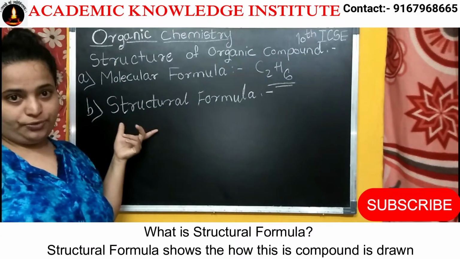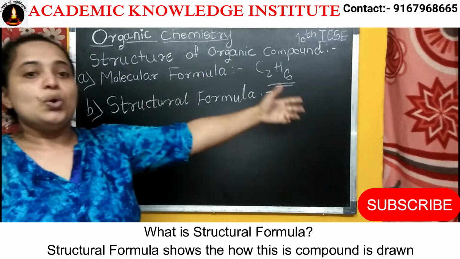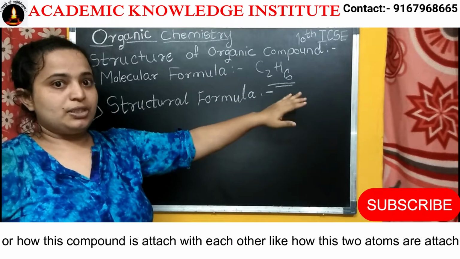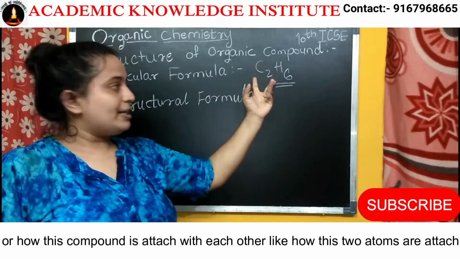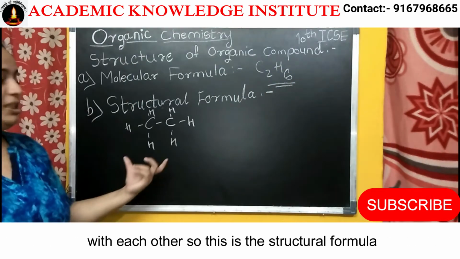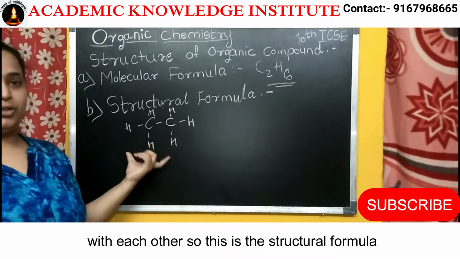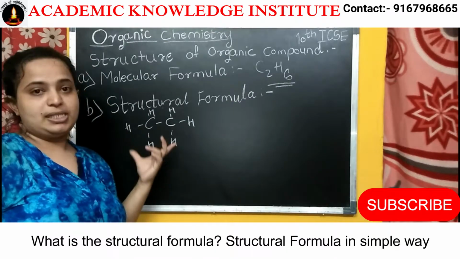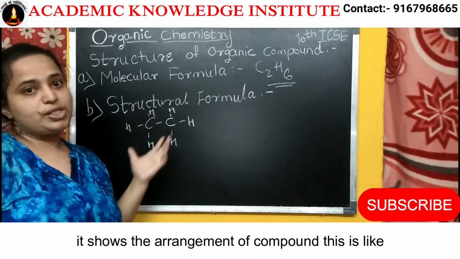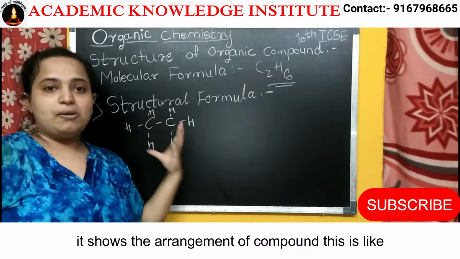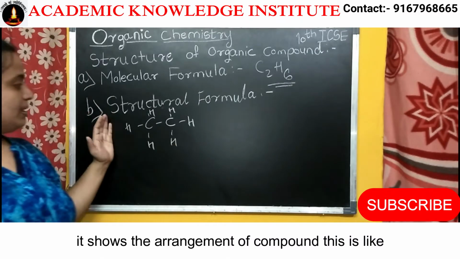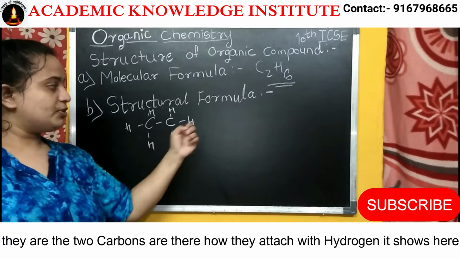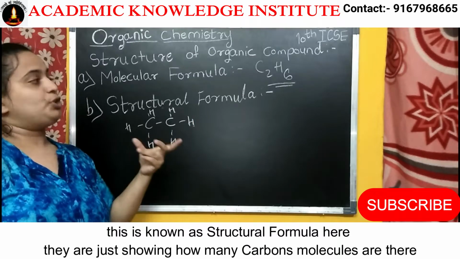What is structural formula? Structural formula shows how this compound is drawn, how the atoms are attached with each other, like how these 2 atoms are attached with each other. Structural formula is just, in a simple way, the arrangement of the compound. There are 2 carbons and it shows how they attach with the hydrogens. So this is known as structural formula.